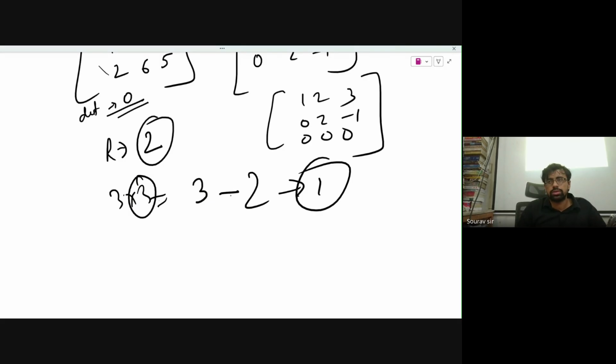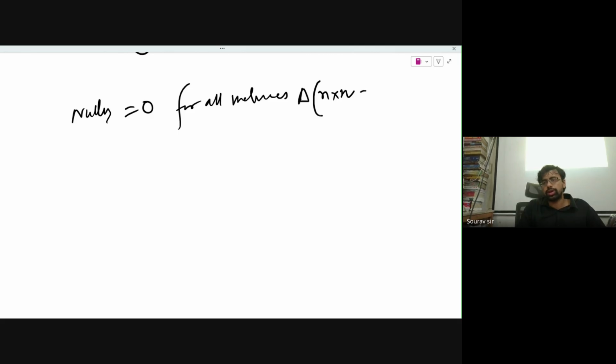इनवर्टेबल मैट्रिक्स में ये 3 हो रहा है ना, and rank itself is 3. अब नलिटी 0 होगी. Nullity is equal to 0 for all n cross n matrices whose determinant value is not equal to 0. That's so good.